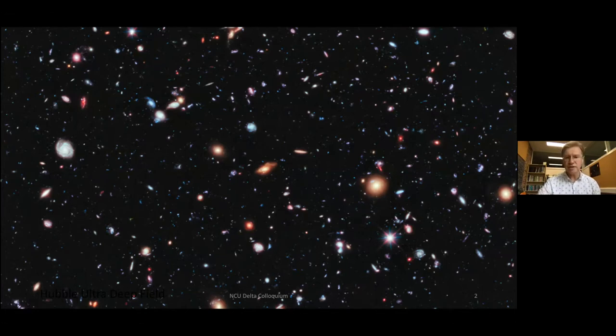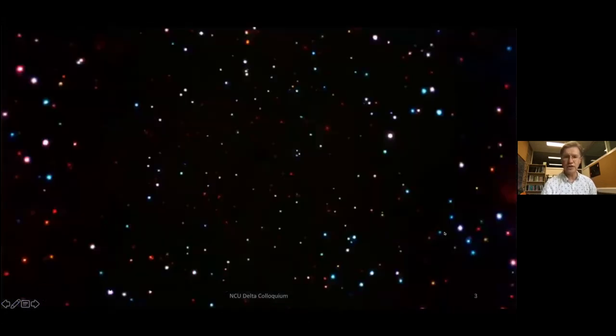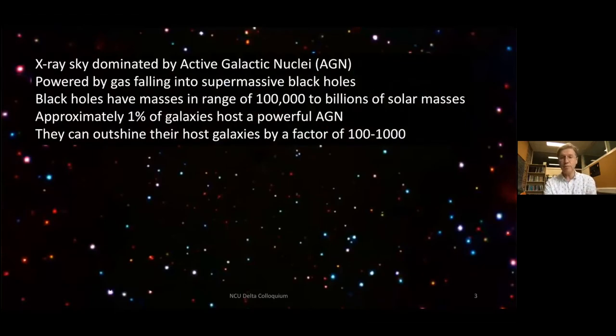Now, if you actually stare at the universe with an X-ray telescope, you get a very, very different view of it. If we now go to the Chandra Deep Field, from the Chandra X-ray Observatory, you get this field that looks like a field of stars. In fact, every single point here is thought to be a black hole, or more precisely, an accreting supermassive black hole sitting at the center of a galaxy. So the X-ray sky is dominated by these so-called active galactic nuclei.